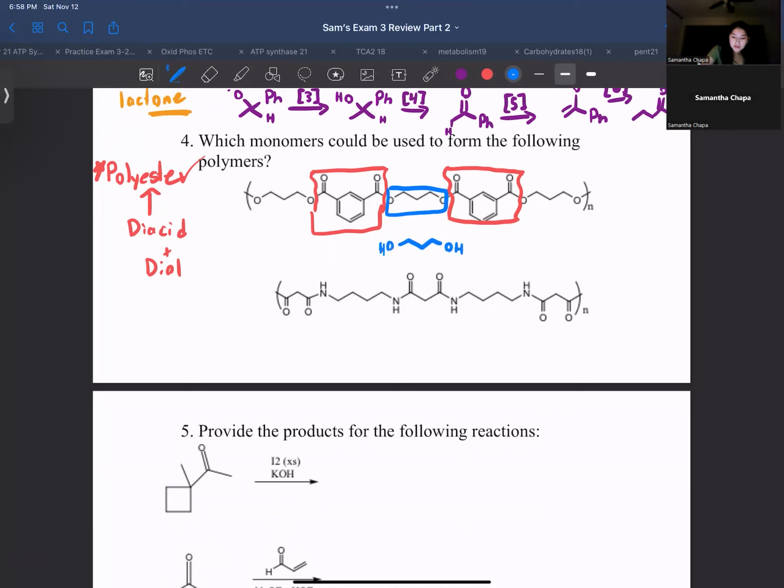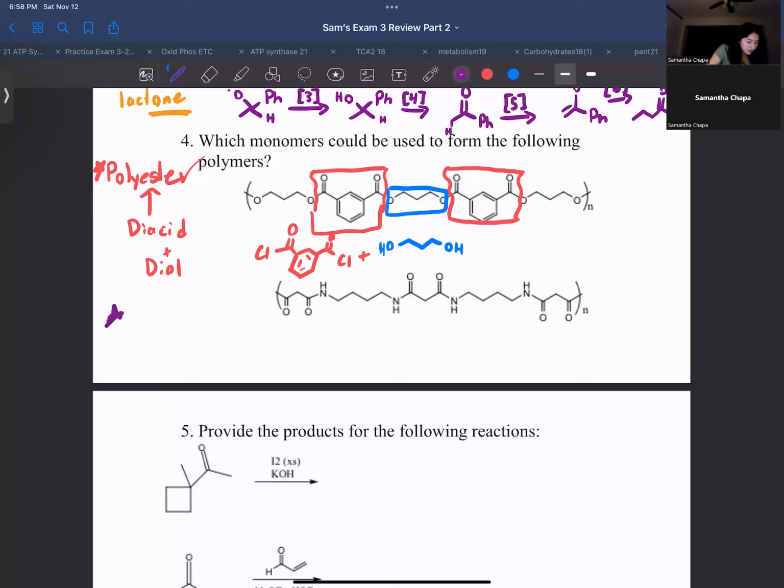Cool. And then again, we're using acid chlorides. So I'm going to do my diacid. It's two acid chlorides. So these are the two monomers that you're going to use in order to make the polymer at the top. Cool.